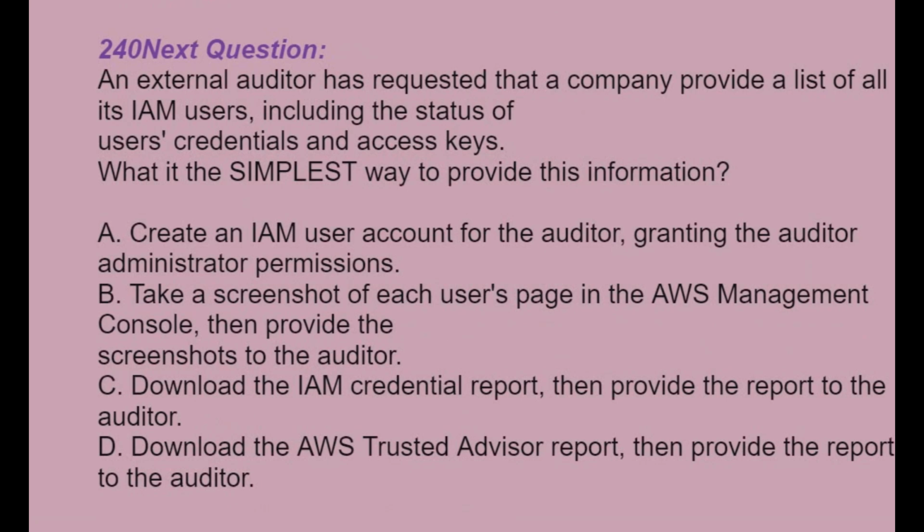Question is, an external auditor has requested that a company provide a list of all its IAM users, including the status of users' credentials and access keys. What is the simplest way to provide this information? Option A, create an IAM user account for the auditor, granting the auditor administrator permissions. Option B, take a screenshot of each user's page in the AWS Management Console, then provide the screenshots to the auditor. Option C, download the IAM credential report, then provide the report to the auditor. Option D, download the AWS Trusted Advisor report, then provide the report to the auditor.